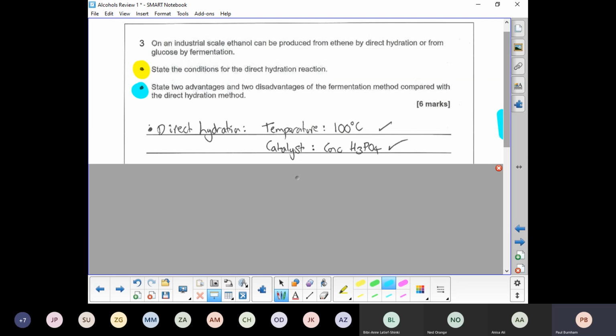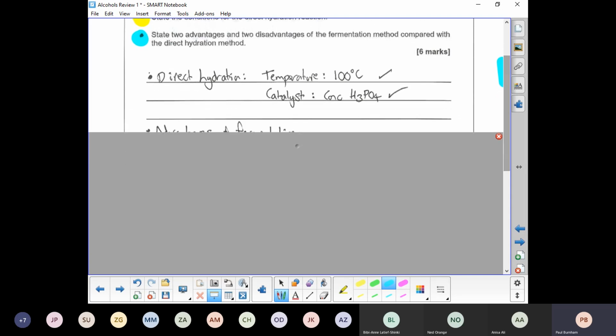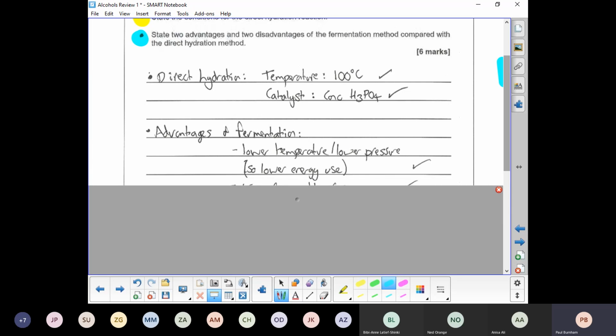So what we've got then is the conditions for the hydration reaction, and now I need 2 advantages and 2 disadvantages of the fermentation method compared to the direct hydration method. Again, I'm going to follow this in question order, so I'm going to go for the advantages first. Fermentation would happen at room temperature generally. We talked about it in question 1, around about 30 degrees would be acceptable.